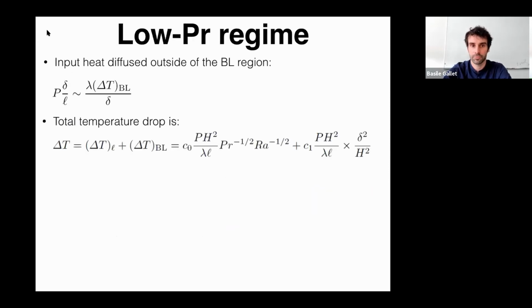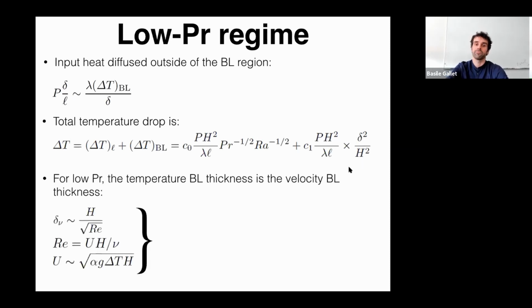Okay, so the main idea is that you have to balance the heat that is input inside that boundary layer, which is the heat source times the height of the boundary layer. You have to balance that with the diffusive flux of heat away from that boundary layer, which is lambda delta T divided by delta. This gives you an estimate for the temperature drop associated with the boundary layer. So the total temperature drop is the temperature drop of the role model that I've shown you previously, it's this guy, plus the temperature drop associated with the boundary layer, which is this second term. We have not quite evaluated this second term because we need to know what is the scaling behavior for the temperature boundary layer in that system.